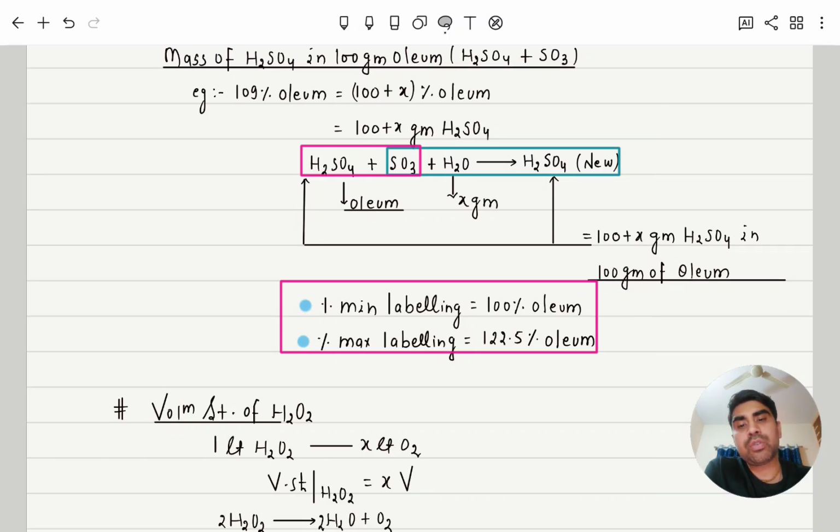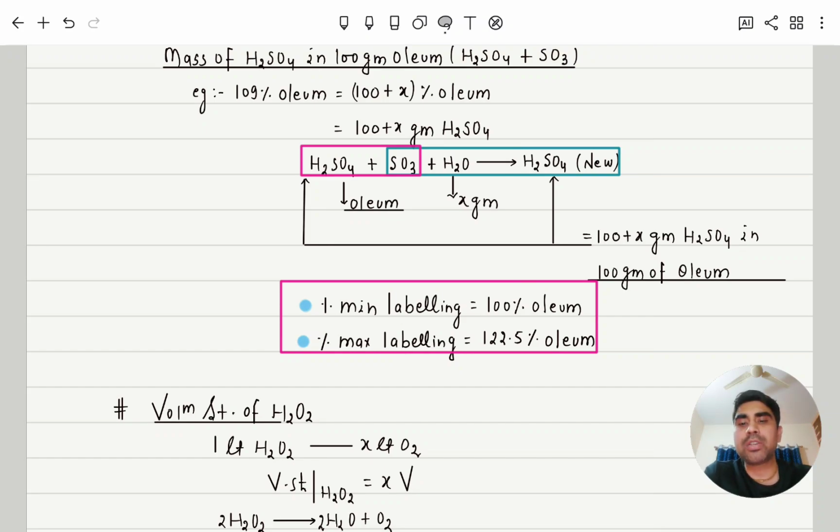So if water is 0, SO3 also will be 0. So overall in 100 gram of oleum, 100 gram of H2SO4 is there. In maximum, in 100 gram of oleum, you consider 100 gram as SO3 only. So it will be 1.25 mole, so water will also be 1.25 mole. Multiplying with 18, it will be 22.5 gram. So overall weight of oleum will be 100 plus 22.5. X is the amount of water, I told.